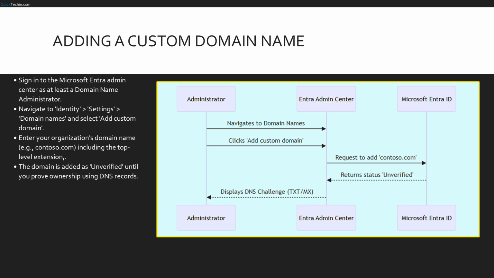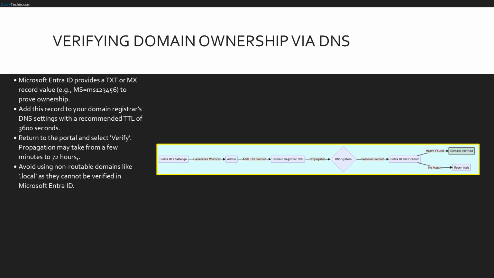The administrator begins by interacting with the Entra Admin Center. When the admin submits the new domain name, the portal sends a request to Microsoft Entra ID. Entra ID registers the domain object, but marks it unverified because it lacks proof of ownership. Finally, the portal displays the necessary DNS information, specifically the TXT or MX record that the administrator needs for the next step of verification.